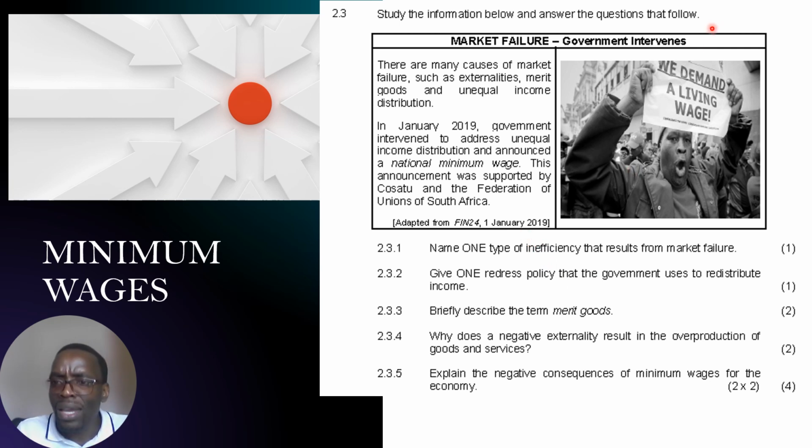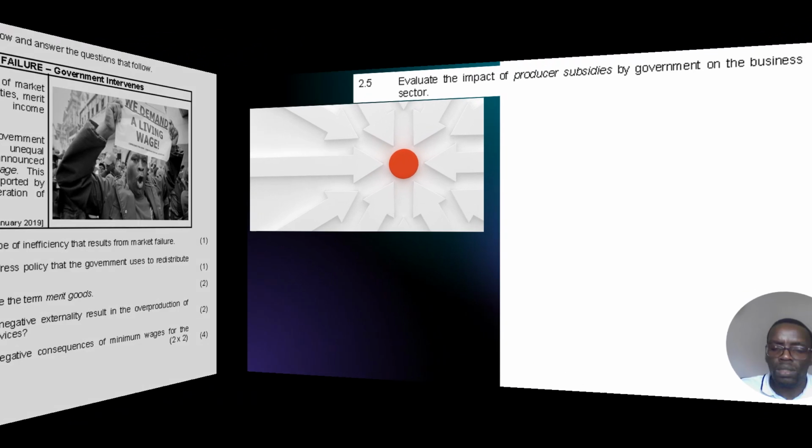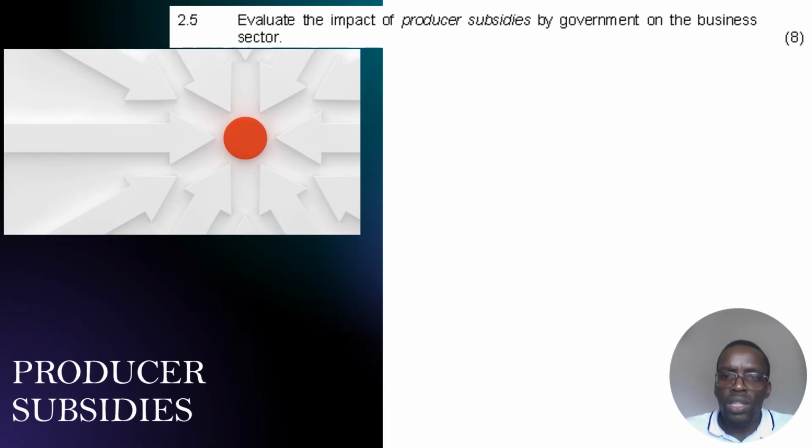Right, let's just look at the last question in the next slide, okay. So on this question, we are looking at question 2.5, and it says evaluate the impact of producer subsidies by government on the businesses. So it's the impact of producer subsidies by government on the business sector. And you are supposed to evaluate. That's your verb there.